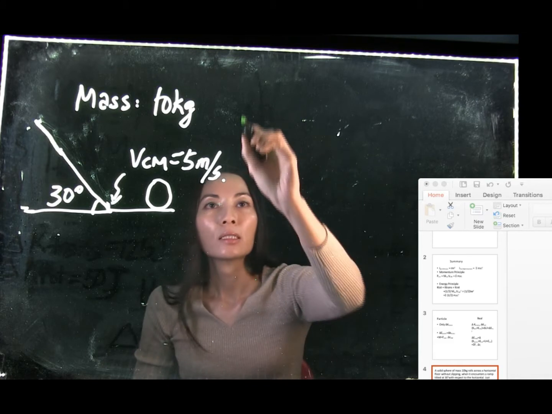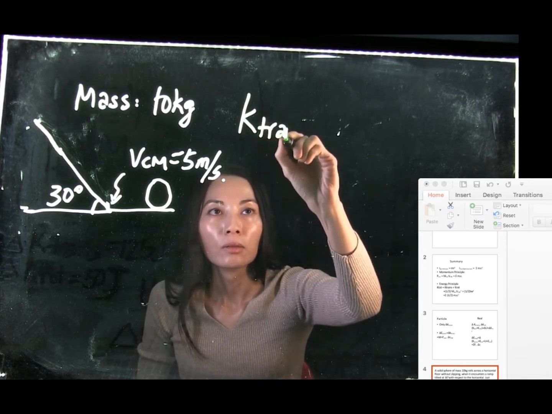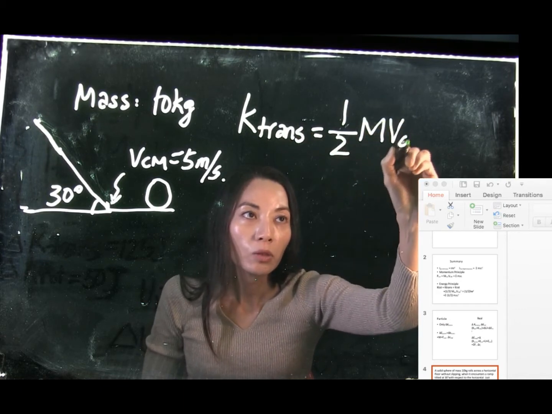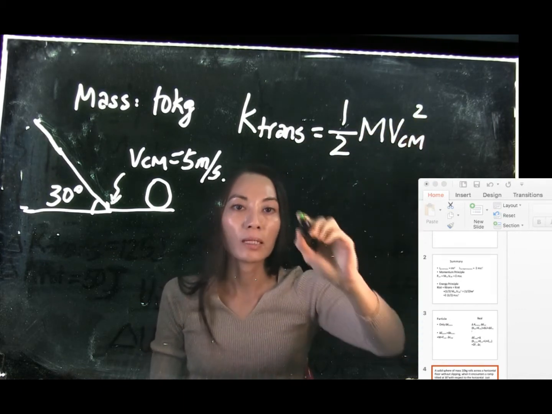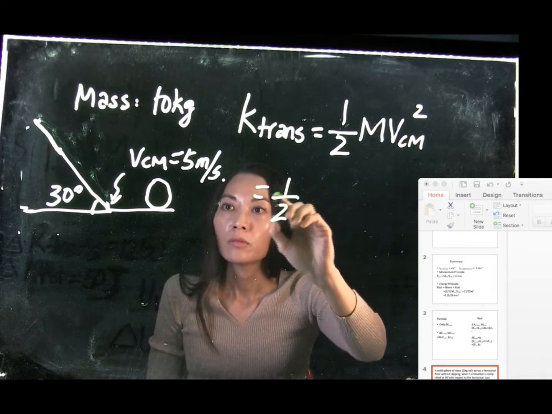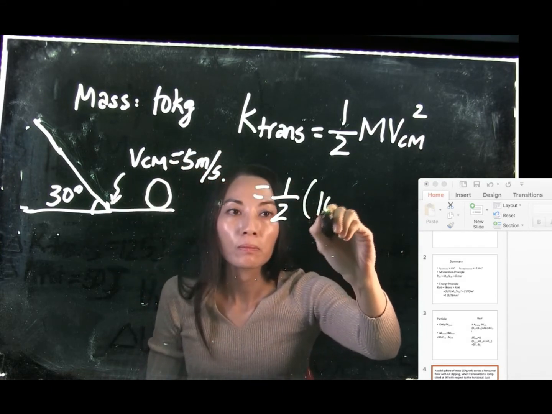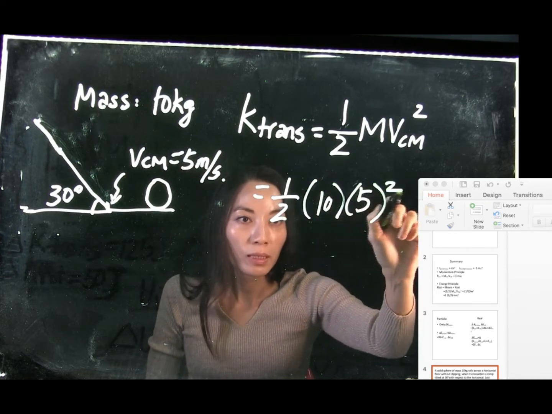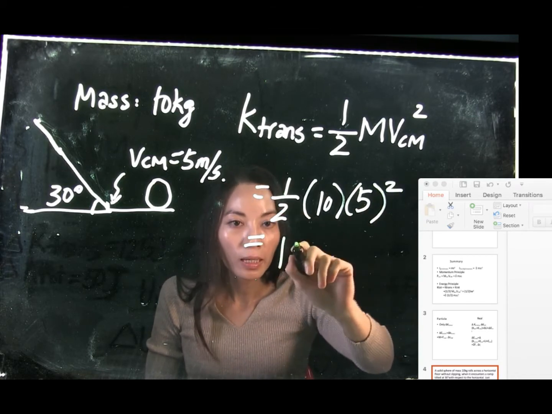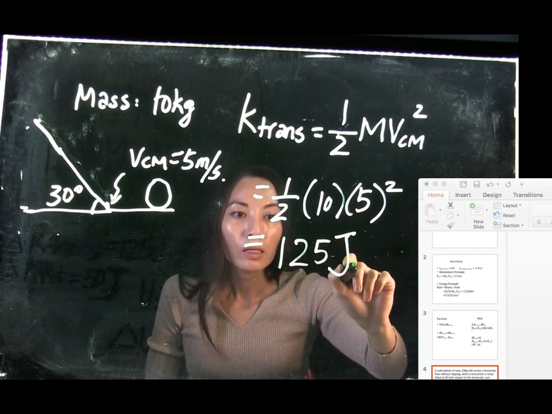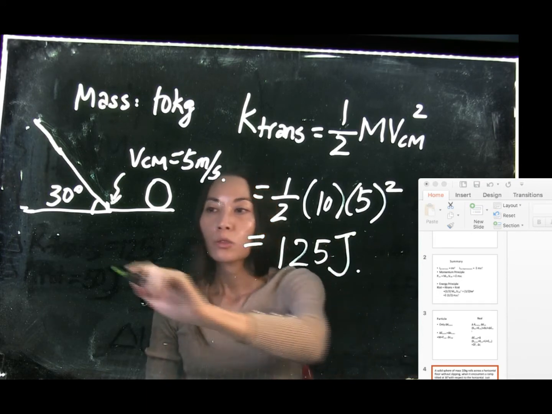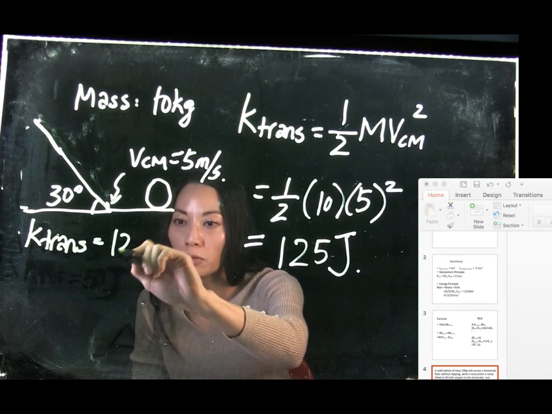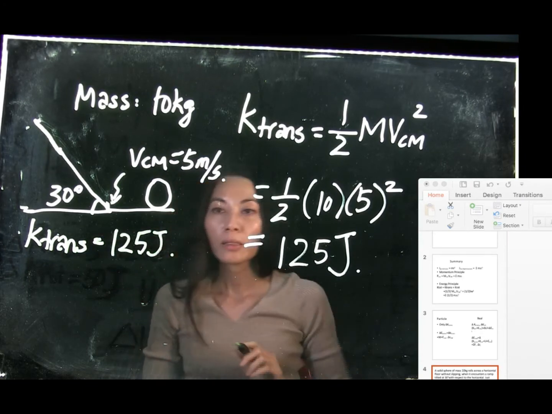So we can calculate the translational kinetic energy, and that's equal to half times the mass and the square of the velocity of the center of mass. And that's half with a mass of 10 kilograms. And at the base of the ramp, it has a velocity of 5 meters per second. So we square that, and we get an answer of 125 joules. So the translational kinetic energy is equal to 125 joules at the base of the ramp.